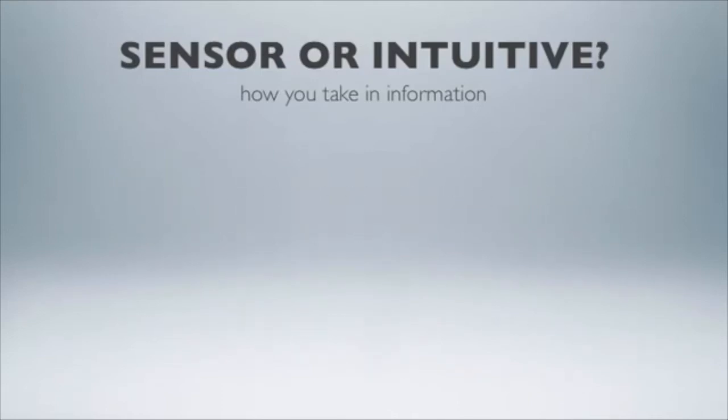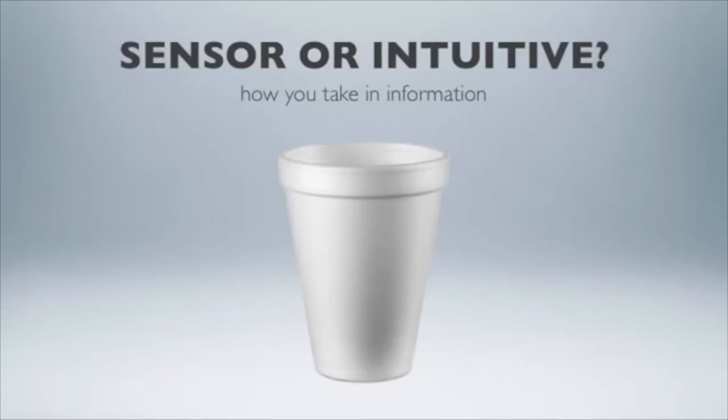Let's try an exercise. Take a look at this cup. Think for a few moments about how you might describe it. If you have a pen and paper, write down a few words to describe the cup. Now, let's take a look at the way sensors and intuitives might respond.